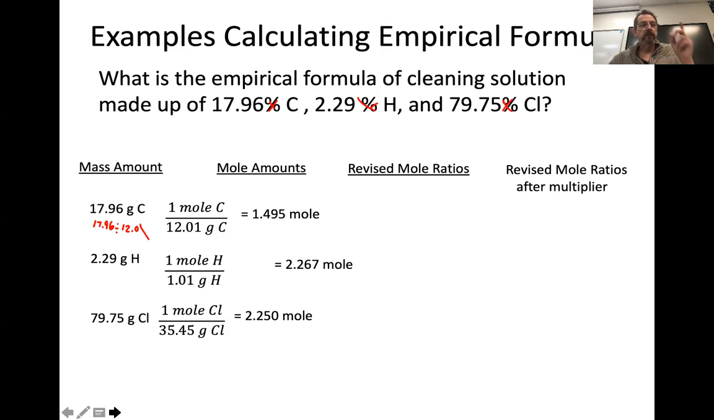Percent to mass, mass to mole. Next step, divide by small. Well, of all of these, the first one, 1.495, is the smallest. So we'll divide each of them by that. Of course, 1.495 divided by 1.495 is a whole number. It's the whole number 1. Next example, right? 2.267 for hydrogen, divide by small.